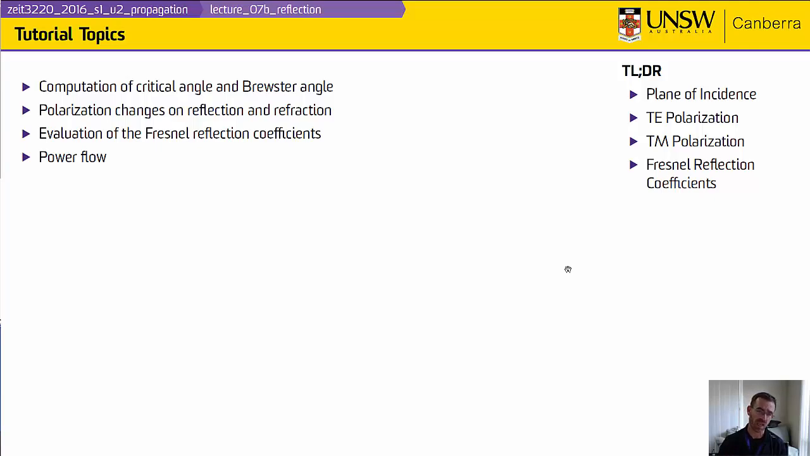So in the tutorial, we're going to look at computation of the critical angle and computation of the Brewster angle. We're going to look at what happens for reflection and refraction. You're going to look at evaluation of the Fresnel reflection coefficients, and for the tutorial problem that you have, I might suggest that you try to do that evaluation numerically. You can write out the formulas, but you can only take that so far. You can just plug it into MATLAB and get the plots. And then we're going to do something looking at power flow when we're at the critical angle.